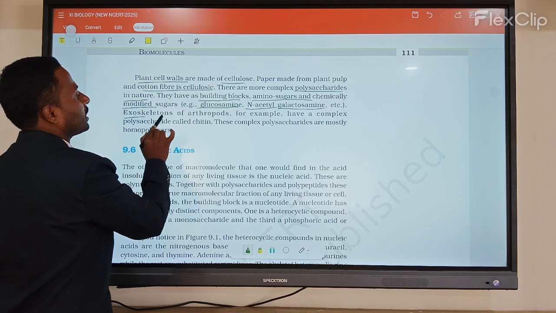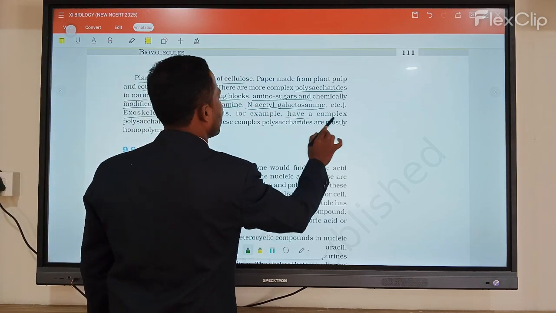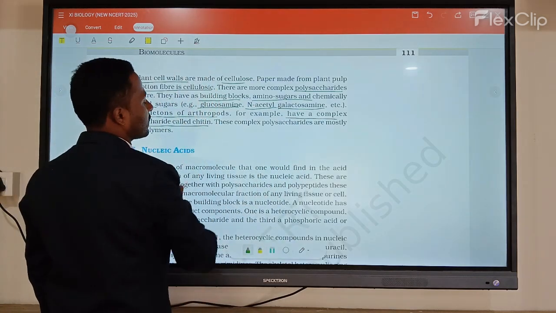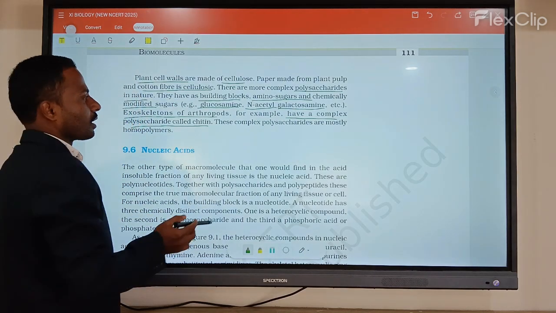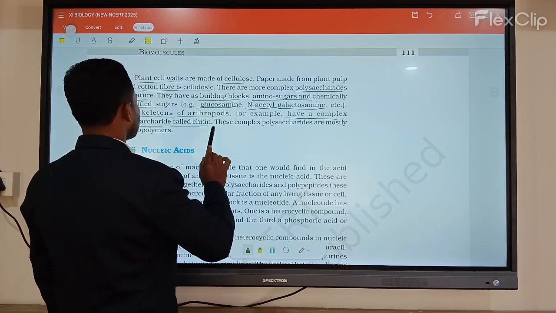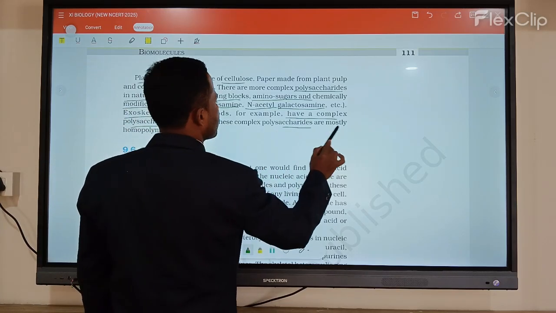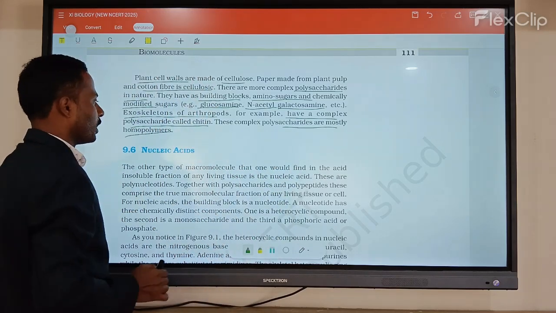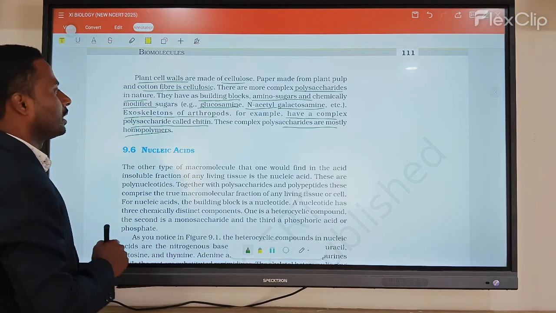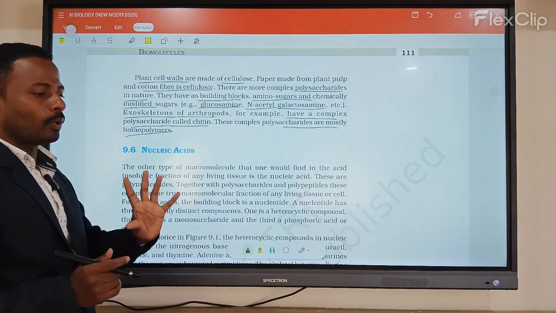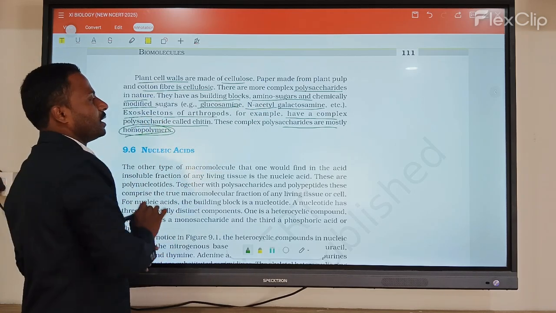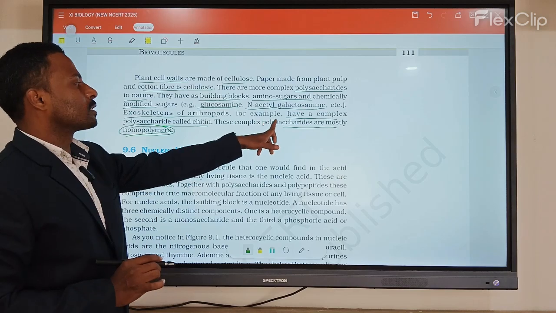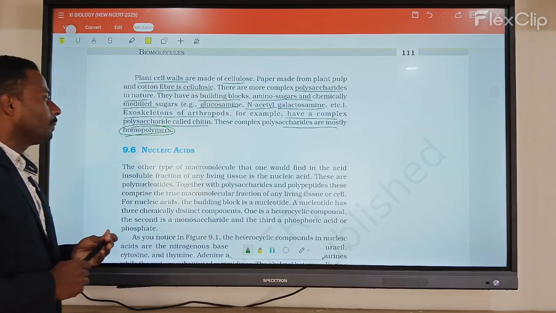Next, the exoskeleton of arthropods. For example, the complex polysaccharide is called chitin. So the body of arthropods is made up of chitin. These complex polysaccharides are mostly homopolymers. Very important: complex polysaccharides are mostly homopolymers.